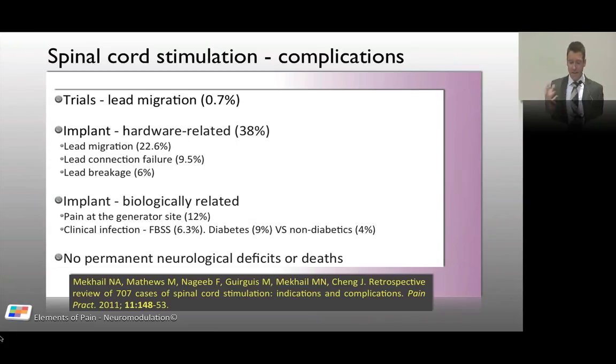Lead connection, lead failure, lead breakage, and then the biological complications, and the main ones are pain and infection. And infection is a big deal because diabetics tend to get more infections than non-diabetics, so you need to consider these things. And reducing complications is done by meticulous technique and meticulous attention to detail. They did note that there were no permanent neurological deficits or death. So spinal cord stimulation, on the whole, is a relatively safe procedure, but there are common minor complications and very rare major complications.